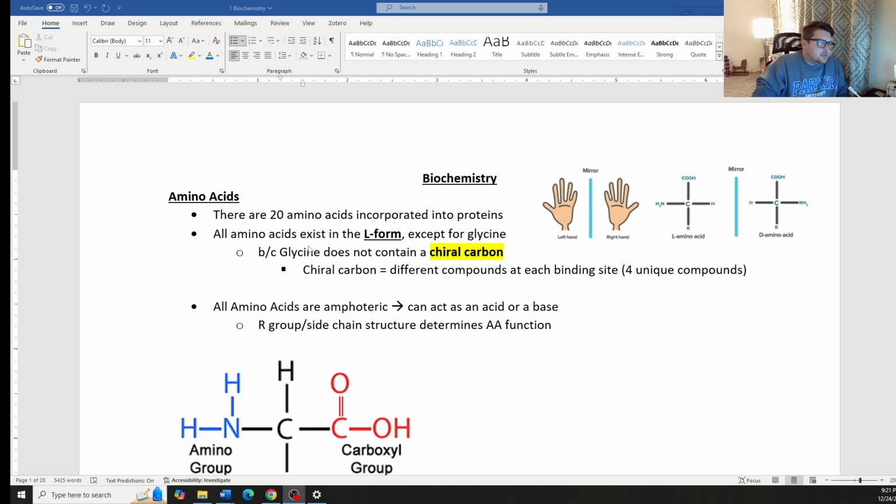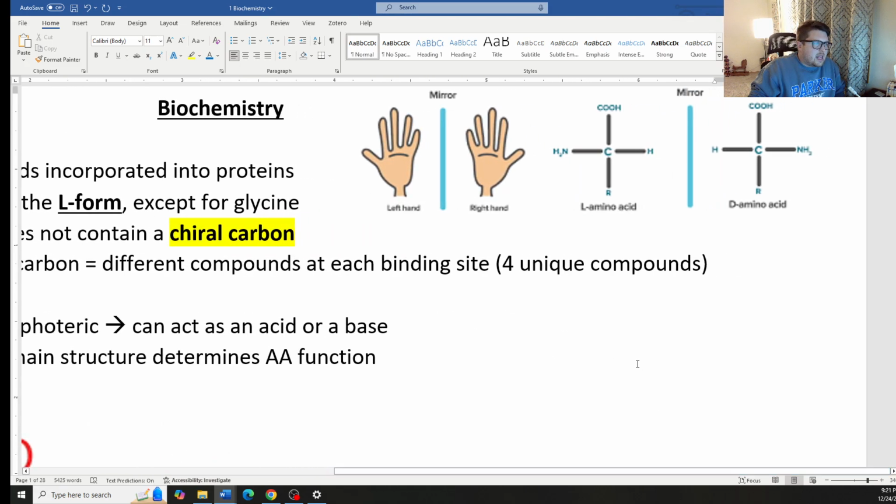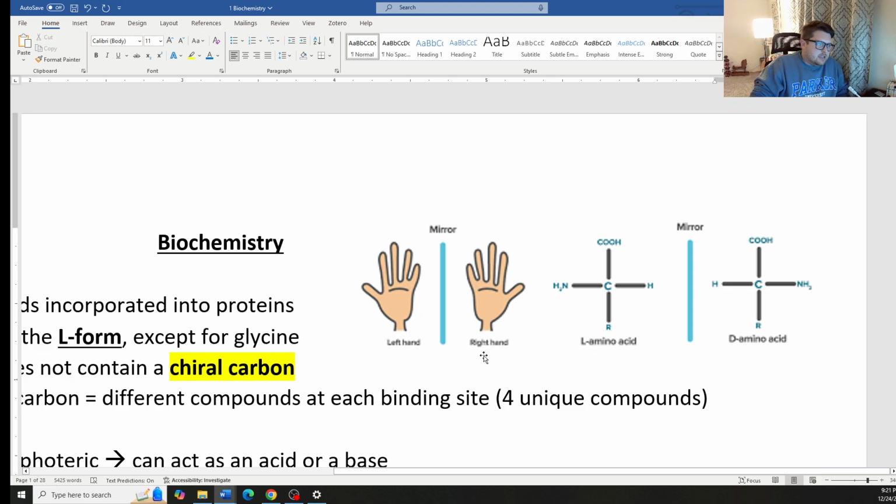All amino acids are going to exist in the L form, except for one exception, which is glycine. When we talk about L form, there are two different forms: there's an L form and there is a D form of many of our molecules. L form refers to left-handed amino acids. D amino acids are right-handed amino acids. Within humans, we only have L amino acids, this left-handed version of amino acids.